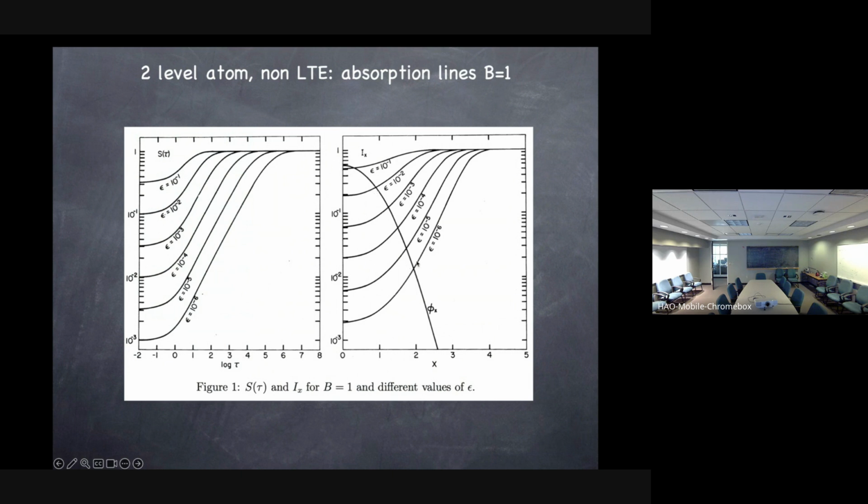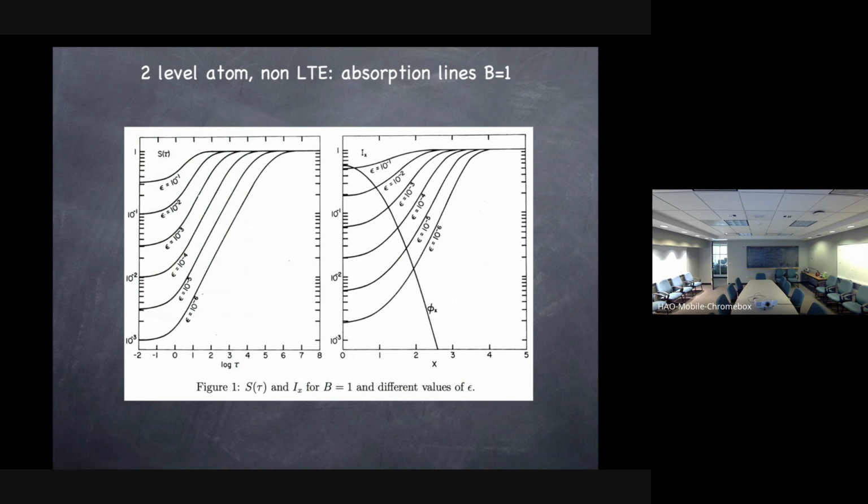So e to the minus 2 is here. e to the minus 3 will be down here somewhere. So this is what the profile looks like. So now we see small departure from LTE, larger, larger, larger. So as we go to larger and larger departures from LTE, we get deeper and deeper absorption lines. And that's for an isothermal atmosphere.